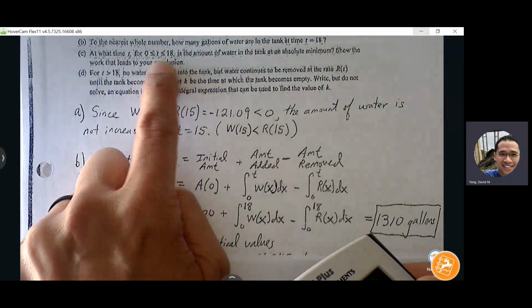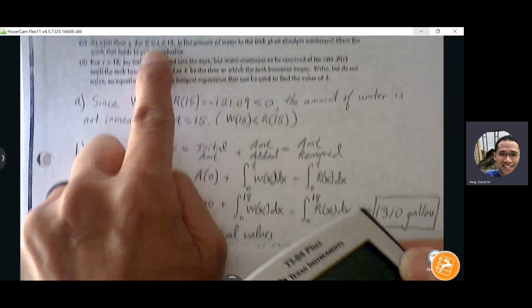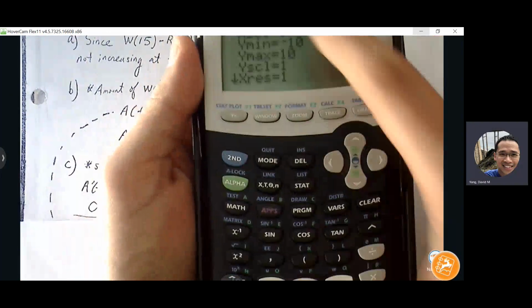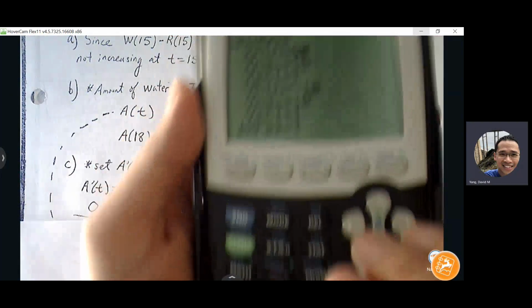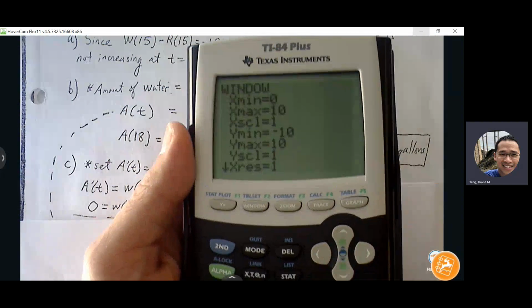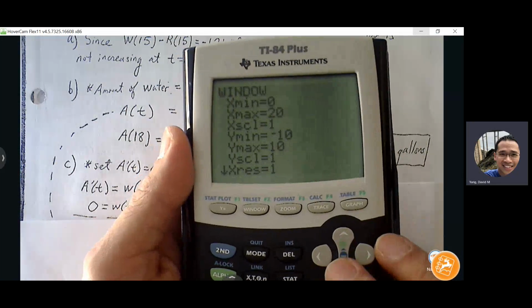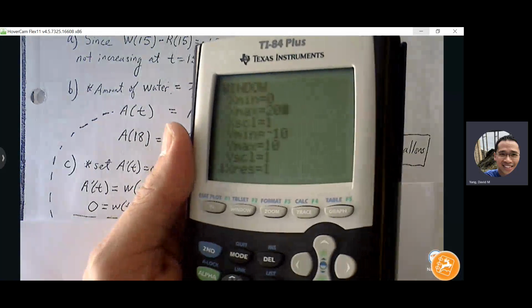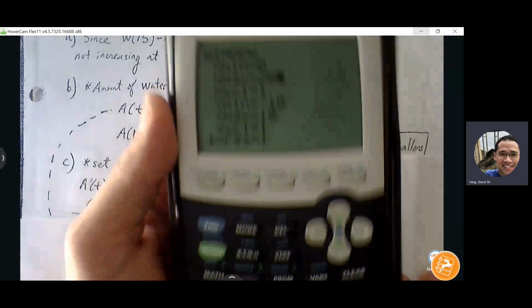Now we look at our information here. Our t values are between what? 0 and 18. So that means we only need to see our x values from 0 to 18. I just want to say 20, so I can see around my corner here. I don't want it right up against mine, but it's up to you.